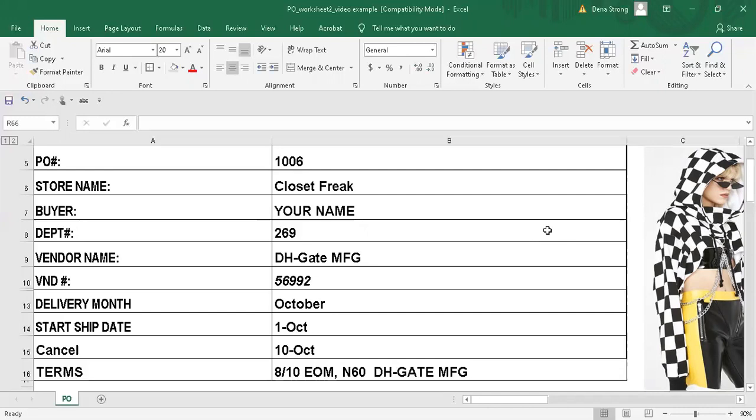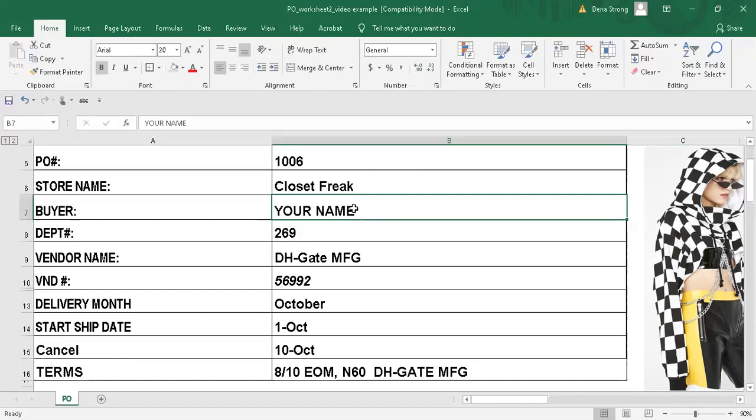All right, so the name of our store is called Closet Freak, and again, we want to write in the name of our store on the purchase order. Remember guys, purchase orders are contracts. These are binding agreements between the supplier and the store. So purchase orders need to be as detailed as possible, and try not to ever leave any information blank on a purchase order. So the next section here will be your name.